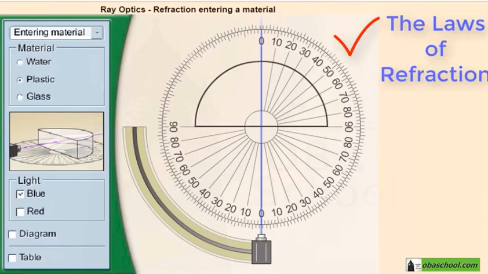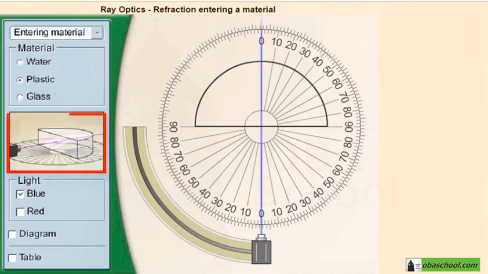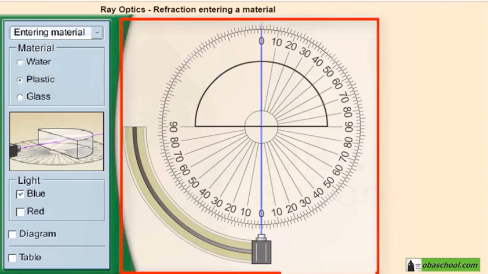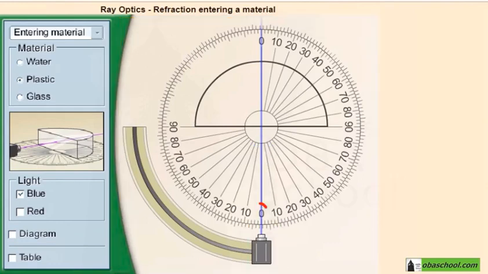In this tutorial, you will learn about the laws of refraction. Here we can see a light beam passing through a semicircular block made of plastic, placed on a protractor scale. In the overhead view, you can see that the blue ray leaving the ray box is traveling along the 0 degrees line of the protractor and coming out of the other side of the plastic block.